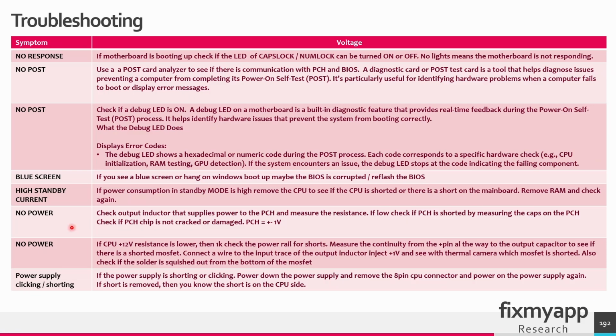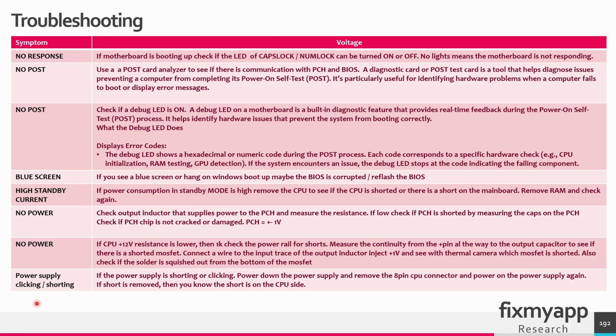When you press the power button and the system doesn't react, then you have to check the output inductor that supplies power to the PCH and measure this resistance. If this resistance is low, check if the PCH is shorted by measuring the caps on the PCH. Also check if the PCH chip is not correct or damaged, because if this voltage is missing, the trigger to power on will not be processed by the PCH chip.